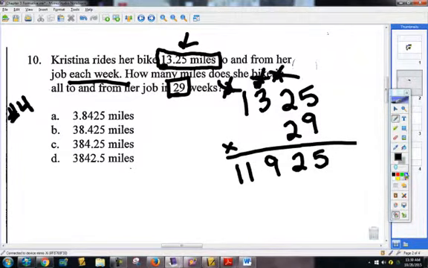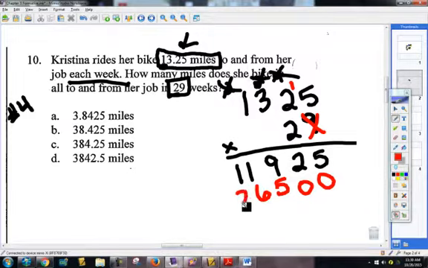I like to change colors, even though I know that's not really possible for you guys, but it kind of makes it easier for you to see right now. 2 times 5 then is going to be 10. Bring down 0. Carry 1. 2 times 2 is 4. Plus 1 would be 5. 2 times 3 is 6. 2 times 1 is 2. Now I'm ready to add.